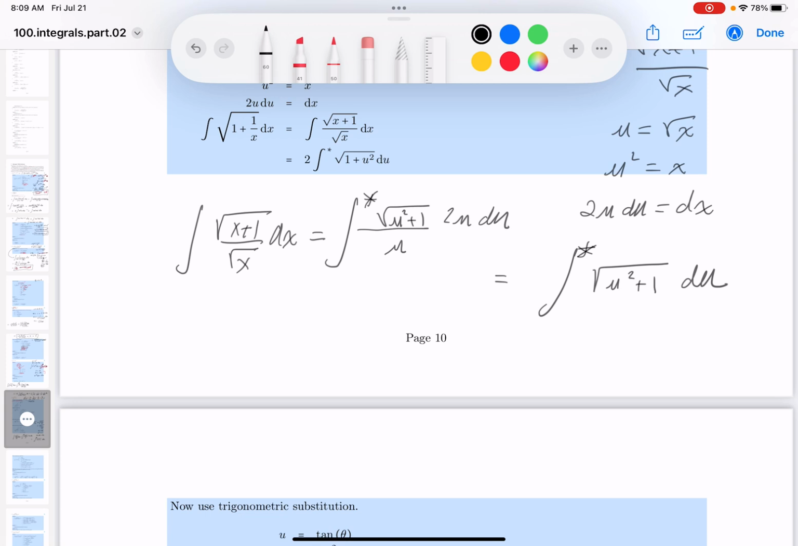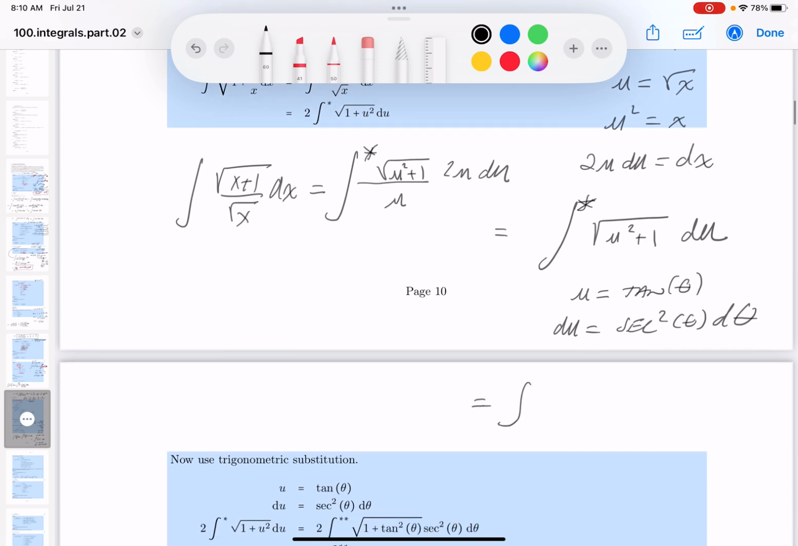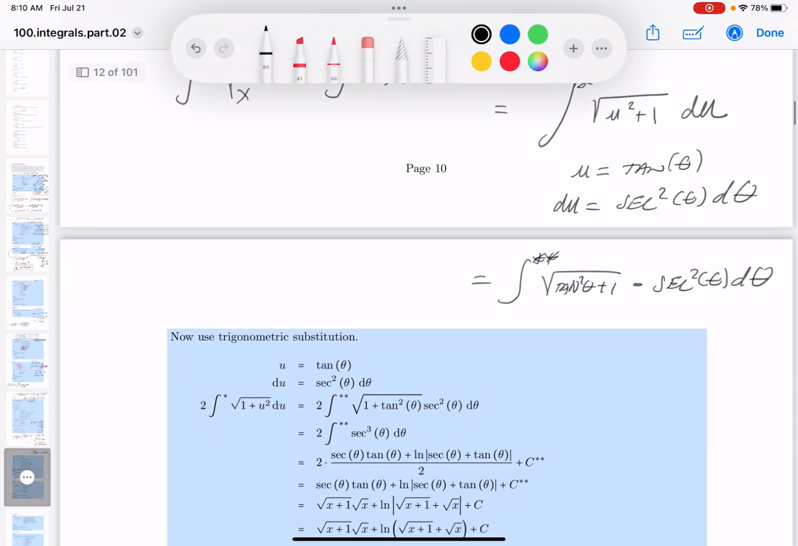And what I do now is I do trig substitution. Let me go through that with you. I would say u equals the tangent of theta. Du is going to be secant squared theta d theta. Let's keep going through this thing. I got two substitutions going on over here now. What do you get there? Well, it's going to be tangent squared theta plus 1 times secant squared theta d theta.